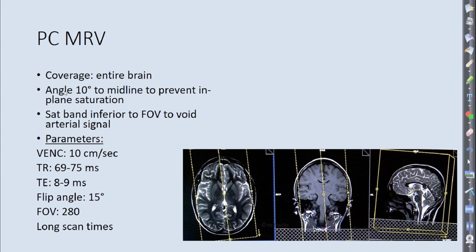So here it is. This is a 2D pulse sequence, not a 3D. It's a sagittal. We're covering the entire brain from right to left. We put the sat band now inferior. Why is that? For the time of flight where we were looking at arteries, we put the sat band above. But now we put the sat band below. Why is that?